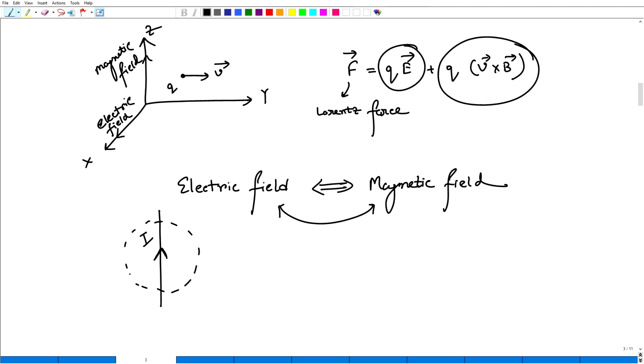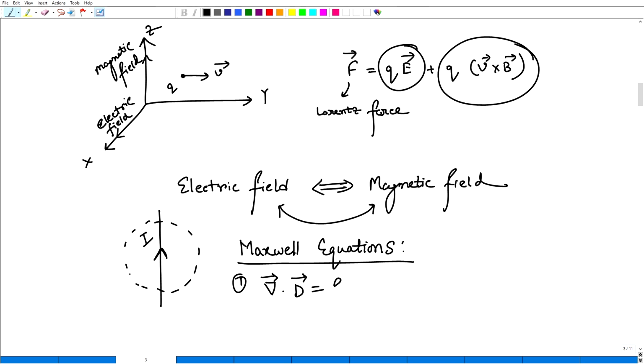Okay. So, let me start with Maxwell's equations. There are several forms of Maxwell's equations. I will discuss the differential forms first. There are 4 Maxwell equations. So, the first equation is the divergence. This is the general differential form.